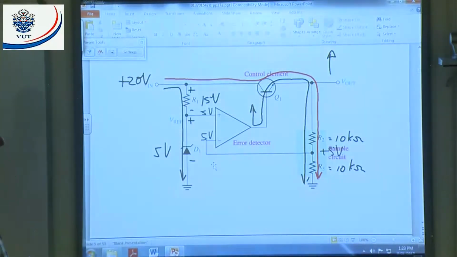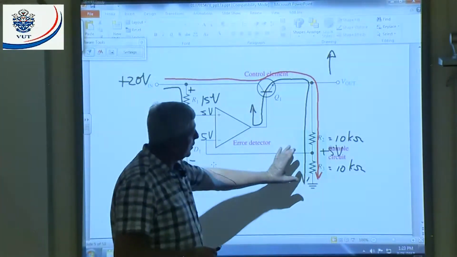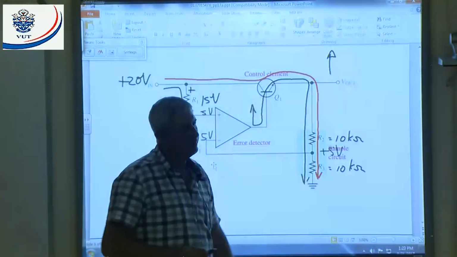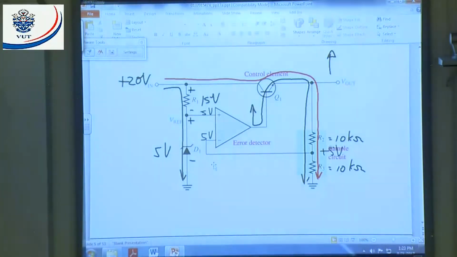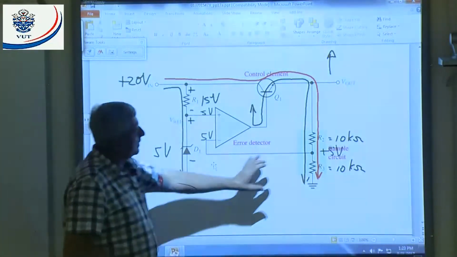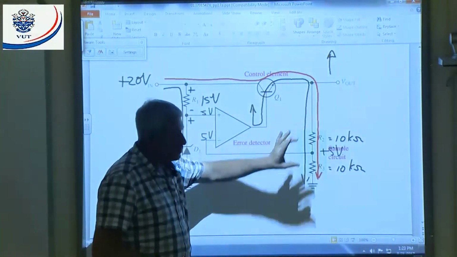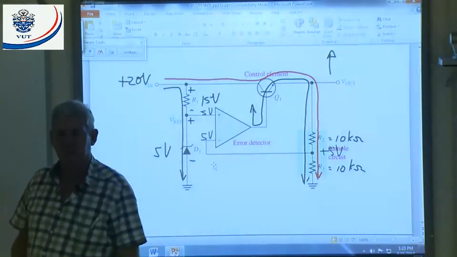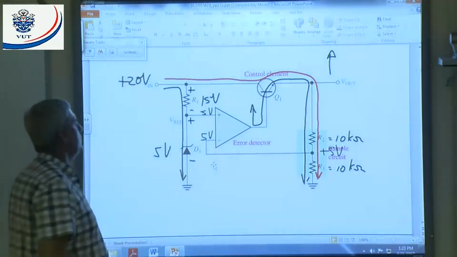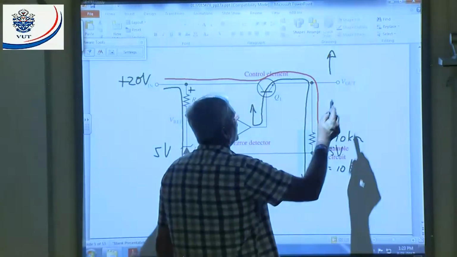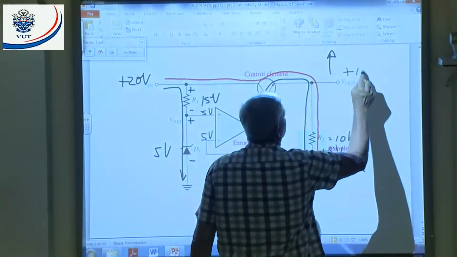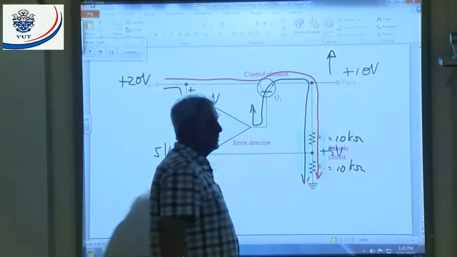What will the output be? If there's 5 volts across here, what should be across there? I'm asking, if there's 5 volts there, what should be across R2? There should also be 5 volts. That means 5 volts and 5 volts will give me an output of what? Plus 10 volts. All right.